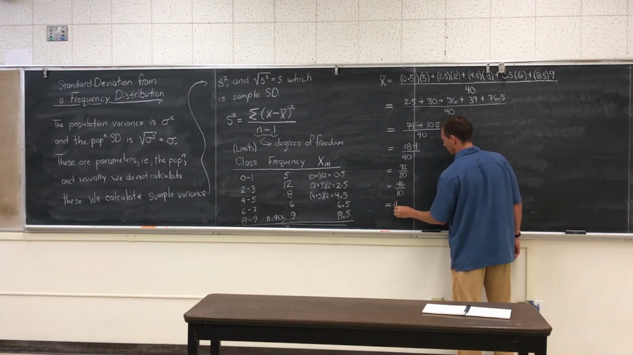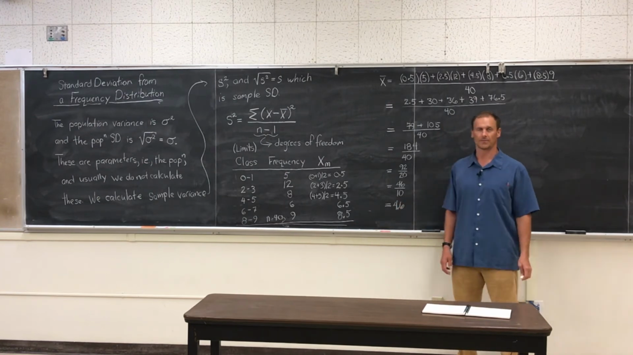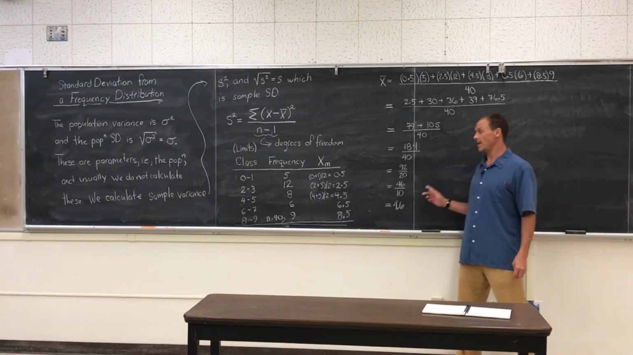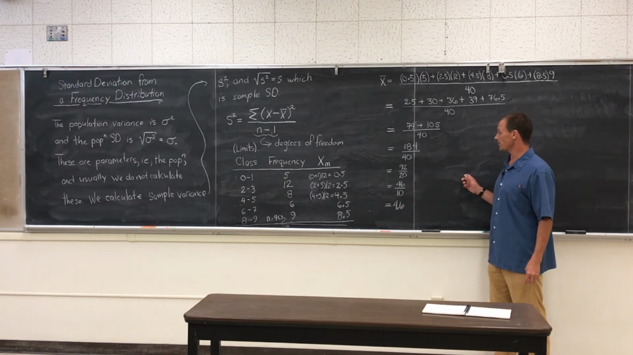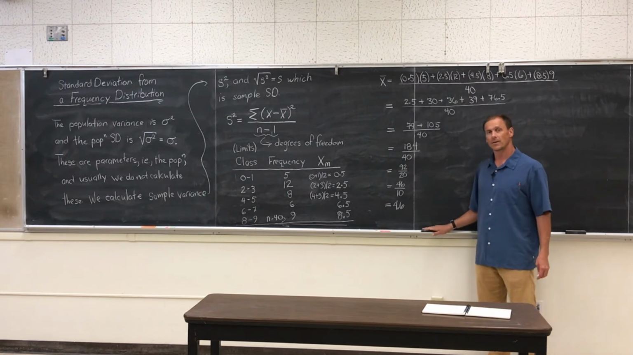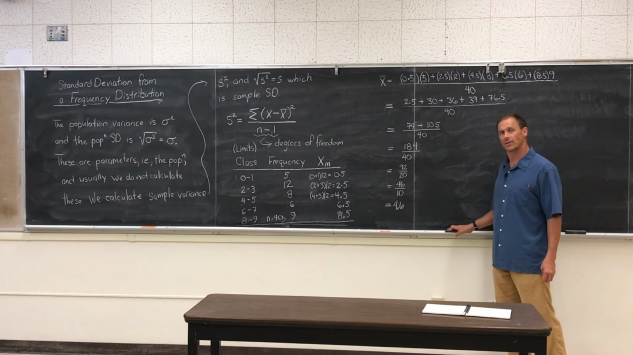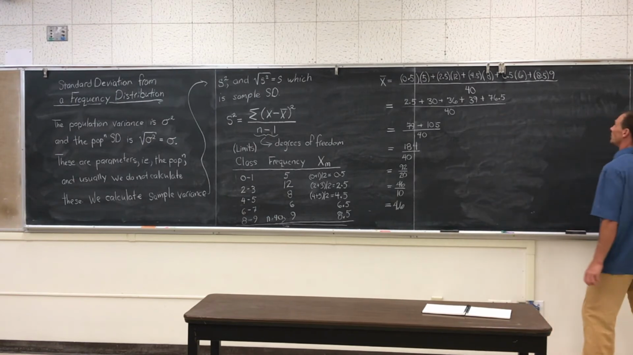So, the mean of my data from using the frequency distribution is 4.6. Now, let's calculate the standard deviation. I think we're ready. So let's do this.